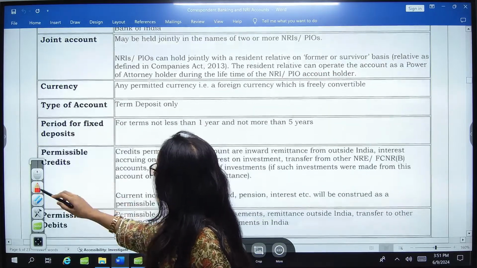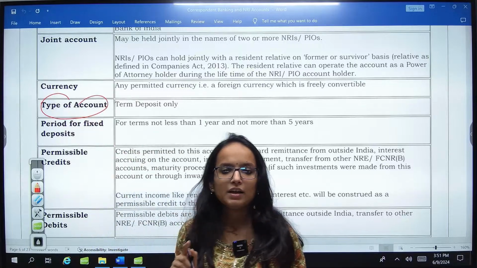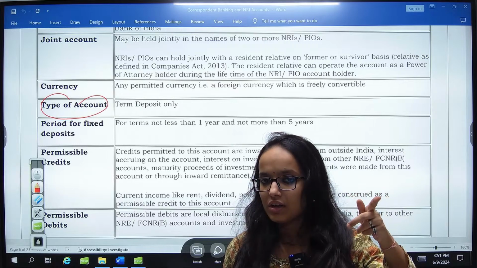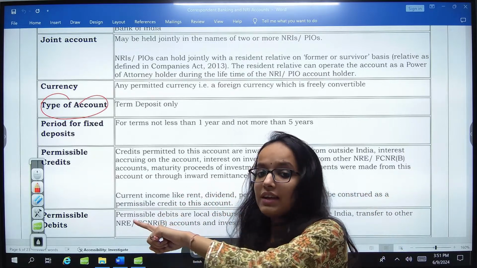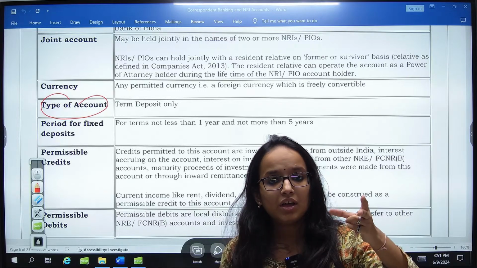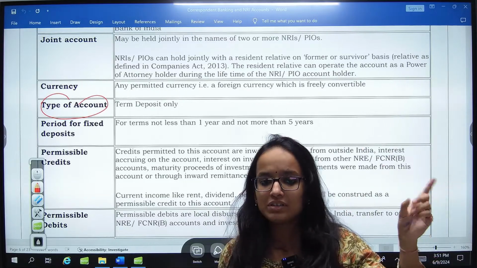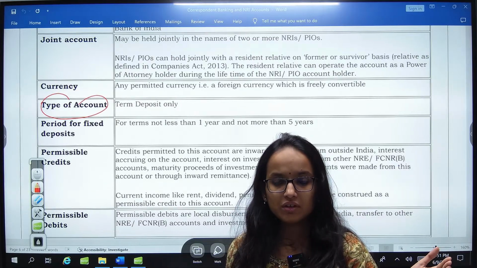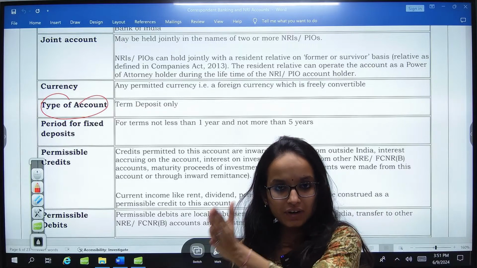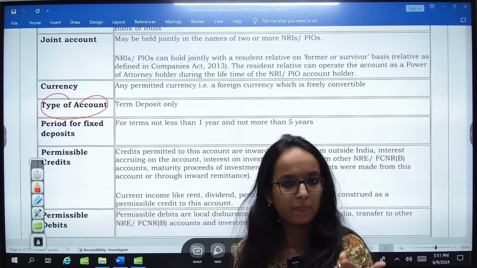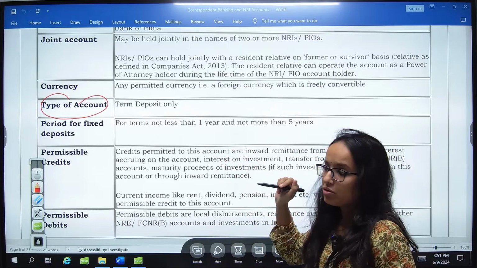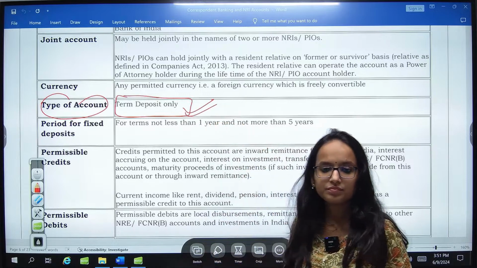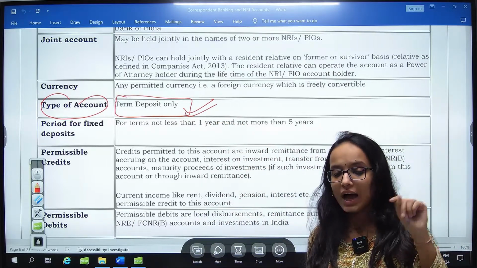Now if we talk about the type of account, if you all remember, in the NRE account, we have discussed this. So I am comparing all of them because then you will be able to recall the earlier provisions and retain them for a longer period of time. That's why contrasting the information, remembering something on the basis of differentiation, helps you retain it for longer. Getting my point? So here type of account is term deposit only. Remember, term deposit only. Unlike NRE account.